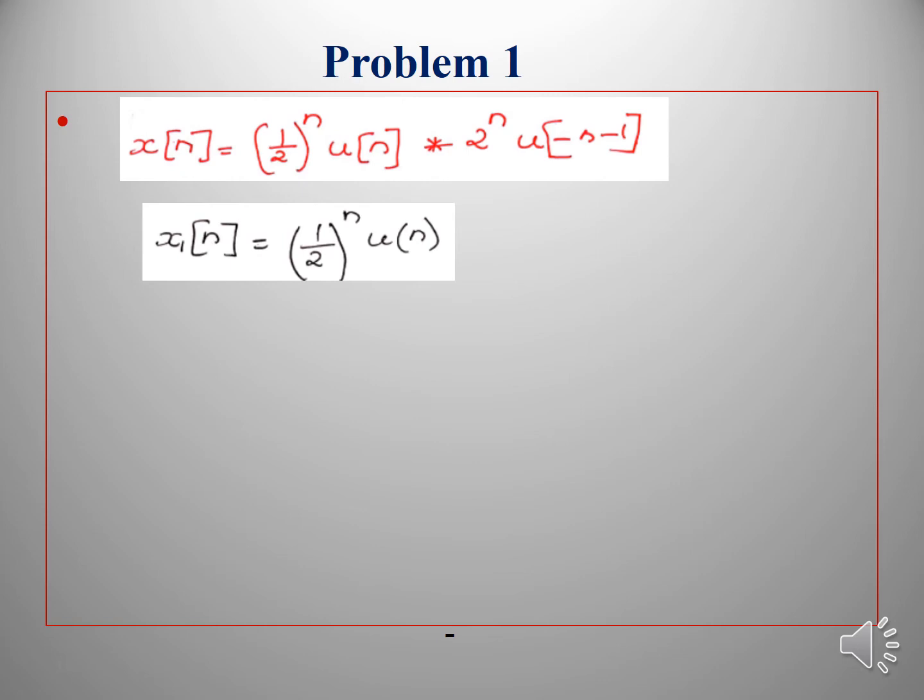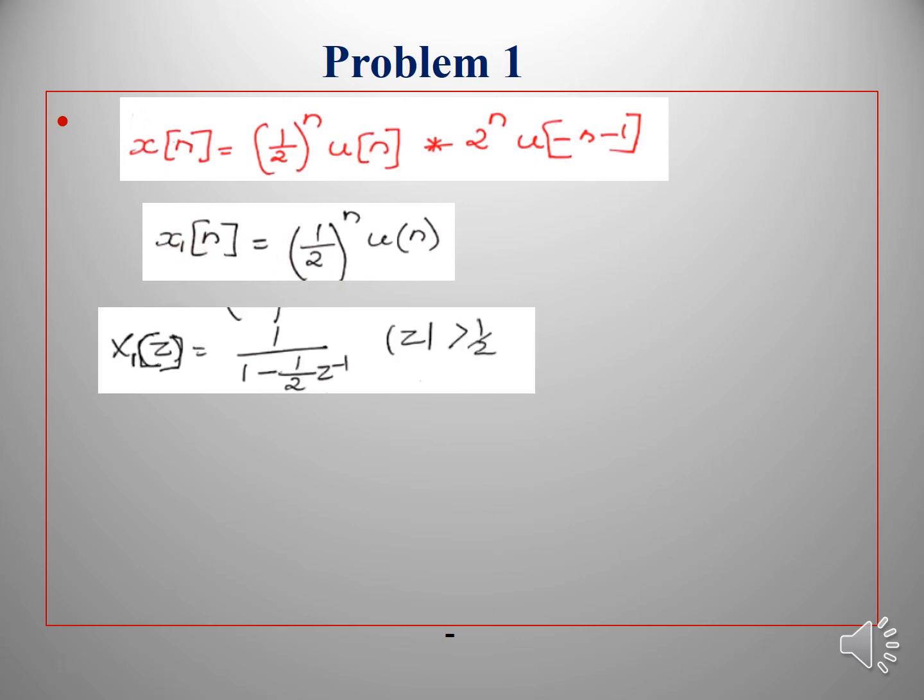Hence, given the first part of the function is half power n u of n, consider this as x1 of n. Let us try to determine the Z-transform of this particular function. It is going to be 1 divided by 1 minus 1 by 2 z power minus 1, modulus of z is greater than half.